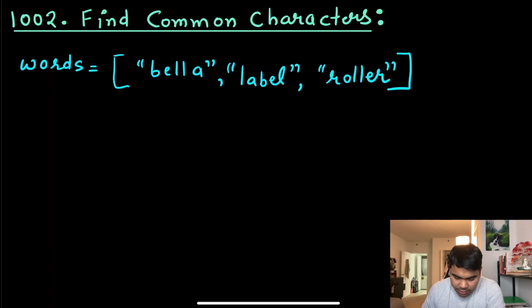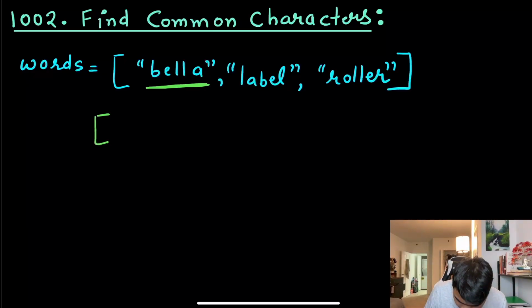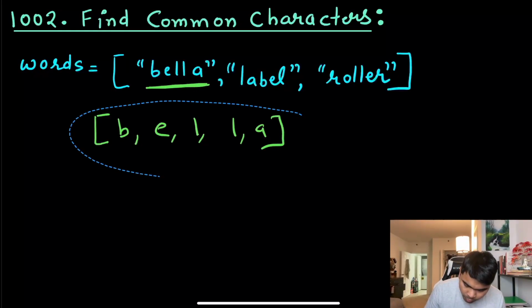I've taken the first example here. We are given this list of words: bella, label, and roller. Now, how do we actually find our answer, which is returning as a list all the characters that are common among all the words? Let's say I choose the first word as my base answer. It means that B, E, L, L, and A could be my best answer, right?